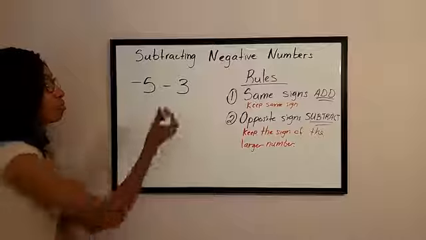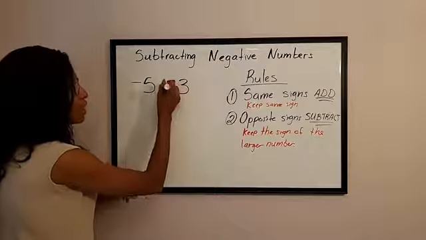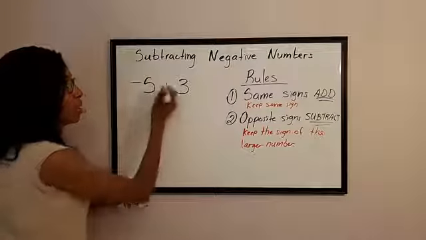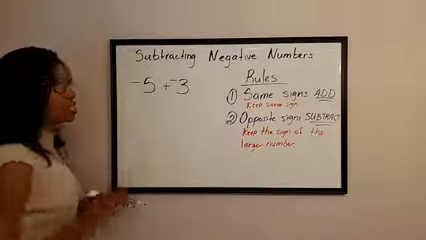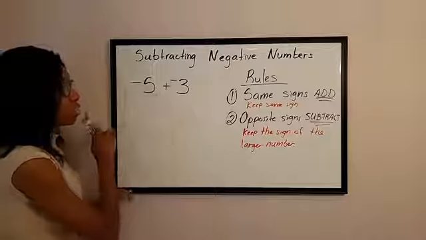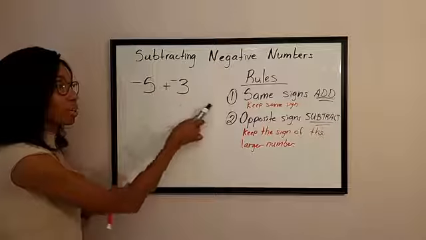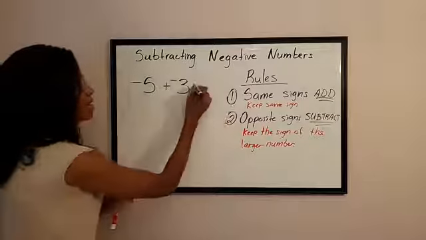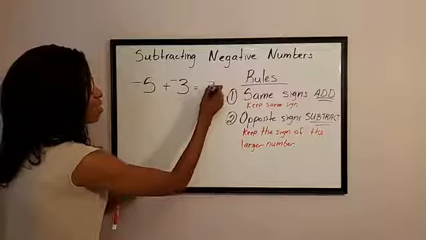But we can make this addition by making this plus and making the number behind it change that sign. It was a positive and now it's negative. Now I have 2 negative numbers, negative 5 and negative 3. That's my same signs add. So I'm going to get 8. 5 plus 3 is 8.